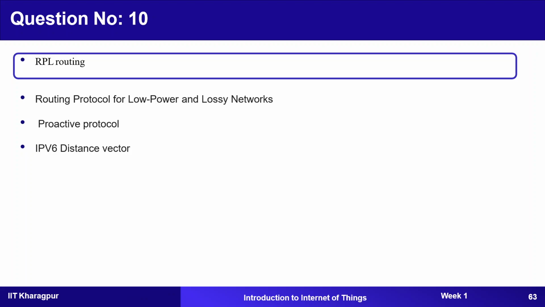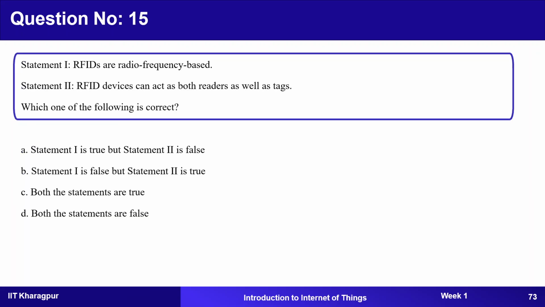Next question is, basically there are two statements. First statement is RFIDs are radio frequency based, and the second statement is RFID devices can act as both reader as well as tags. Which of the following is correct? Option A is statement 1 is true but statement 2 is false. Second, statement 1 is true but statement 2 is false, right? So RFID is based on radio frequency, however the reader and the tag should be different in case of RFID.